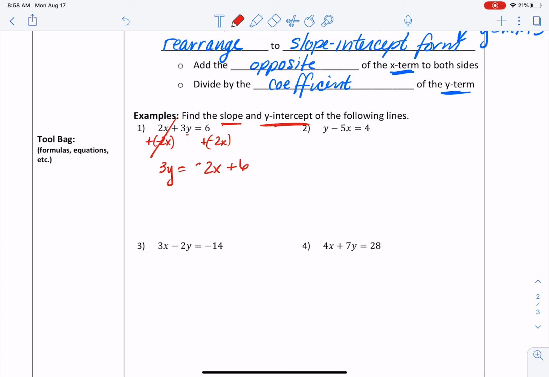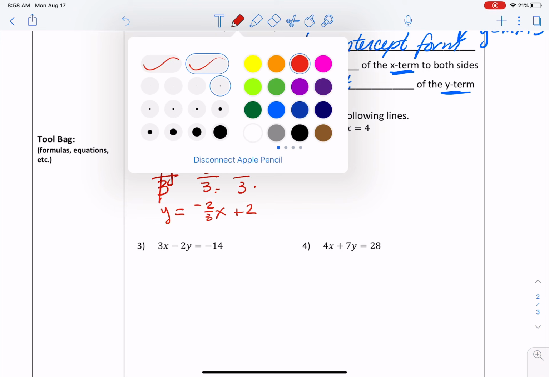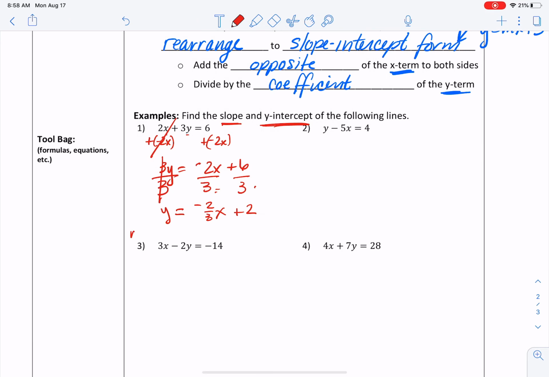And then it says to divide by the coefficient. The coefficient's the number in front. Oops, not negative. The number in front of the y, so that becomes 1. I divided both things by that number, so I'm left with y equals negative 2 over 3x plus 2. Now, I just have to identify that m is negative 2 over 3, and b is the point 0, 2. And that would be my final answer.